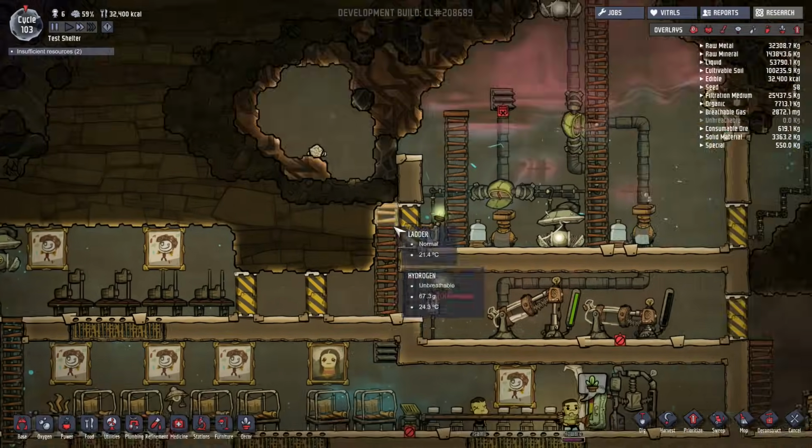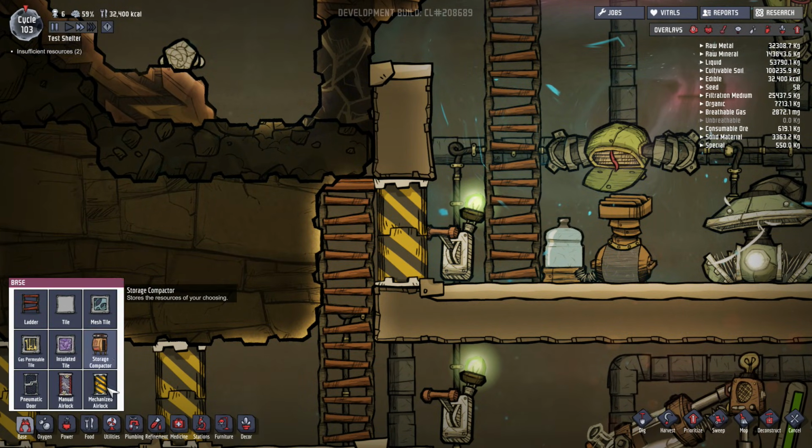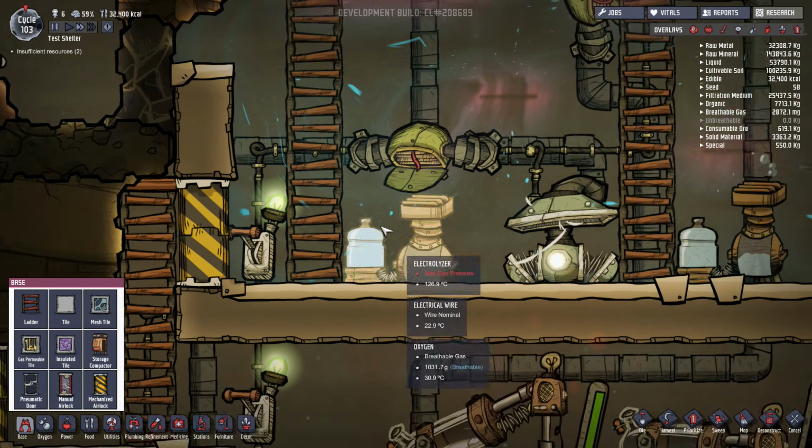Another method for controlling your gas pressurization is the use of airlock doors. There are 2 different types, of course. We have the mechanized airlock, which opens automatically, and then the manual airlock. Both of them seem to perform the same function. However, the manual airlock is slower to open and close, where the mechanized airlock seems to be much quicker.